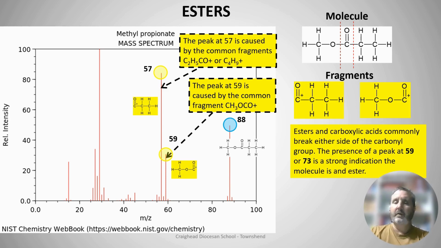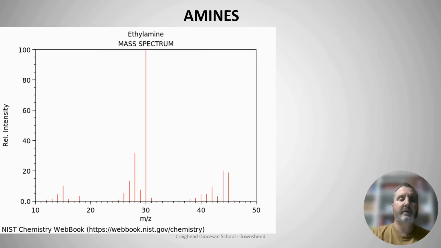So as well as 59, another common peak that esters could have, if it's a larger ester, is 73. And if you're seeing a 59 or 73, you're thinking, hey, this possibly could be an ester. Okay, amines. What makes amines special? Well, amines are special because they have a nitrogen joined to the carbon chain.